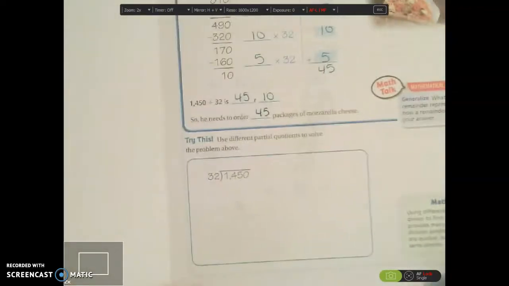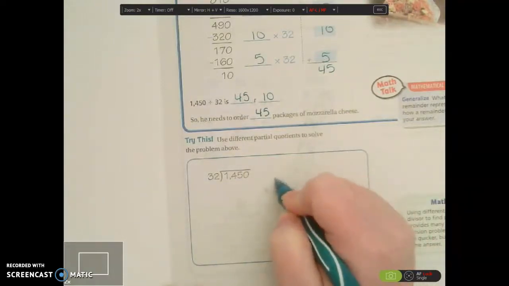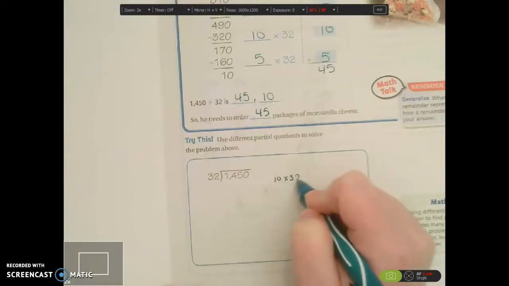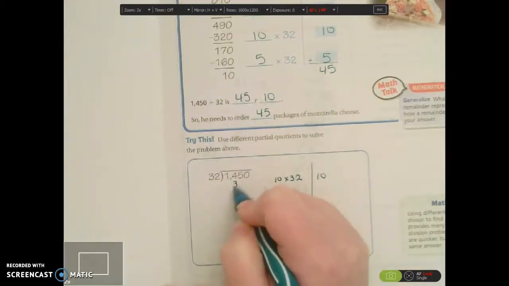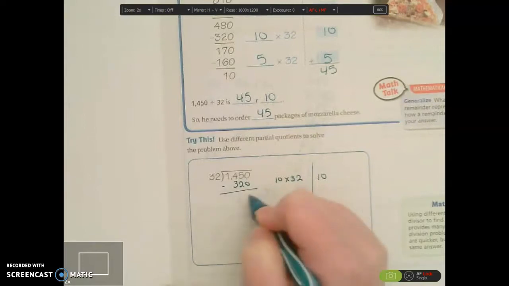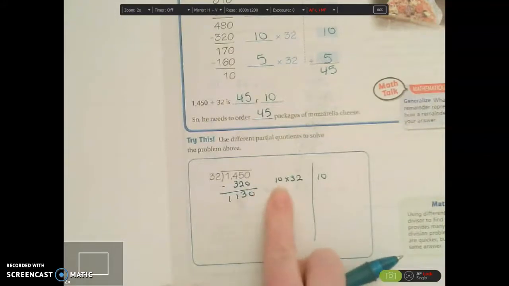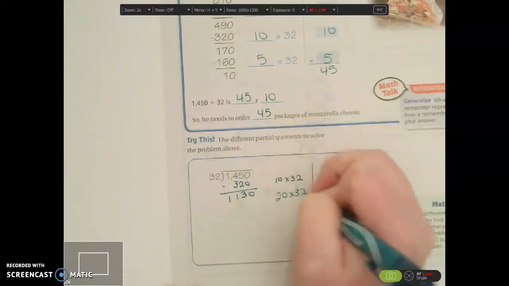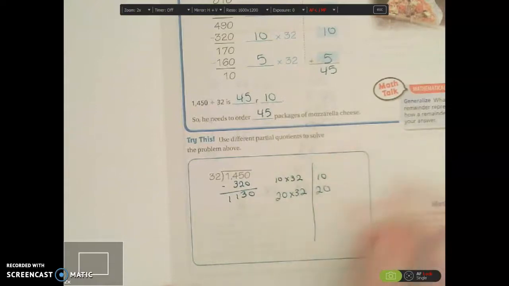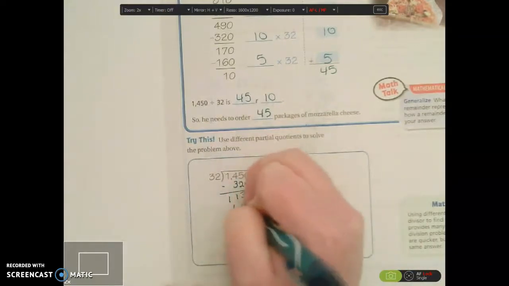Let's try one more problem here. So again, I'm going to start with 10 times 32. It's going to be 320. Now, 320, I'm going to double it this time because I know that we can get a lot more out of here. So I'm going to do 20 times 32. So 20. 2 times 32 is 64, so 640.